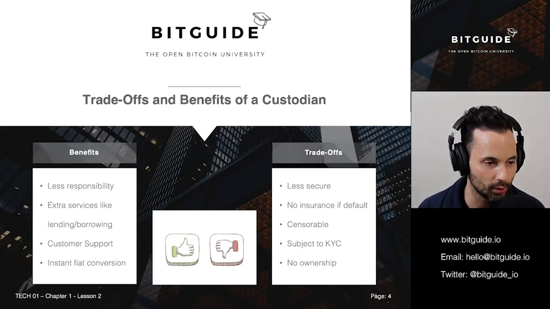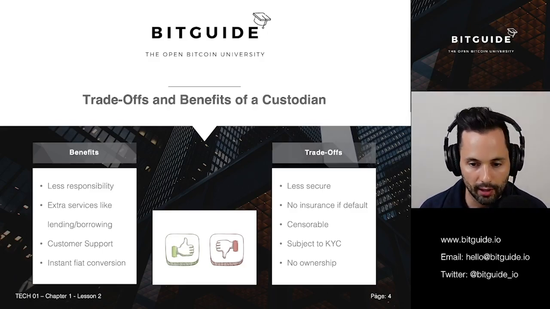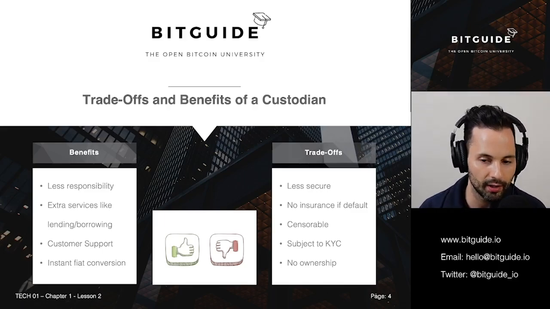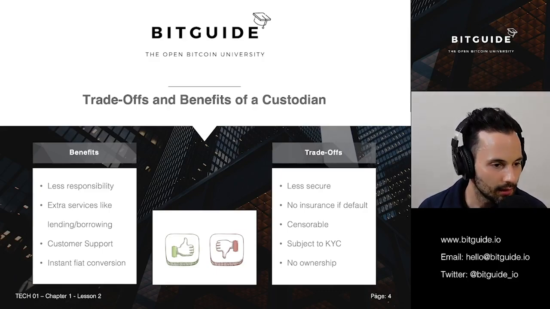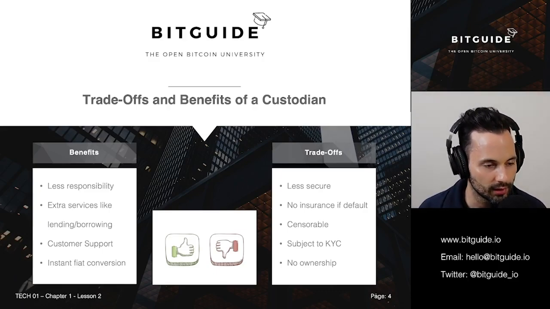If you have a customer support service and you, for example, forget your password, you can contact them. They're going to verify your identity and reset your password. That's something feasible, just like it is with any bank. And you can instantly, of course, buy or sell fiat with your Bitcoin. If you hold your Bitcoin with any exchange, obviously converting it into any fiat currency or national currency is instant and easy. These are the benefits.